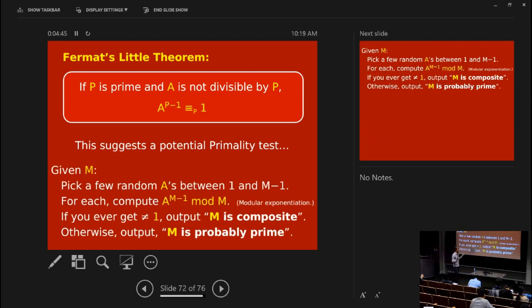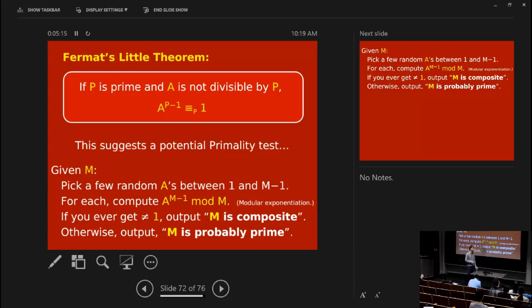One thing you could try is to pick a few random a's between 1 and m minus 1, and for each one, compute a to the m minus 1 mod m. We can do this efficiently, because this is exactly modular exponentiation: something to something else, mod a third thing, you can do that efficiently. And if you ever happen to get something other than 1, you know for sure m is not prime. By Fermat's little theorem, it's composite. So if you ever get not 1, you can just say m is composite, and you're right.